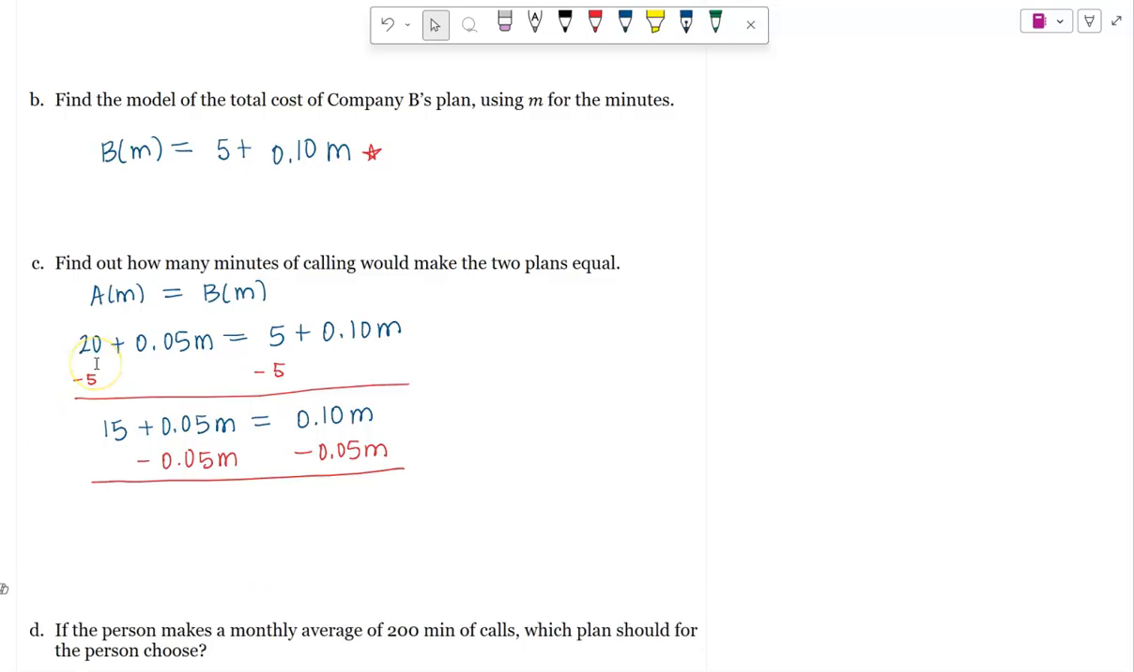All right, we've got 15 equals 0.05 M. And then let's divide both sides by 0.05. And it looks like we're getting that M is equal to 300. So it looks like both plans will be equal if we use exactly 300 minutes of calls.